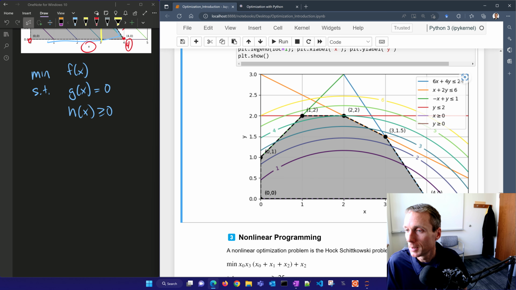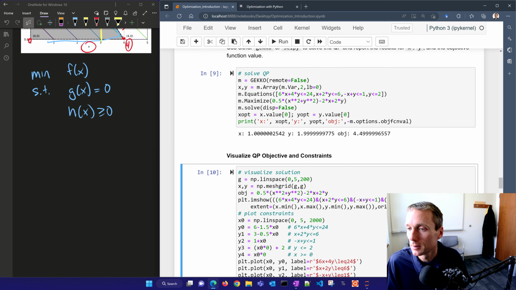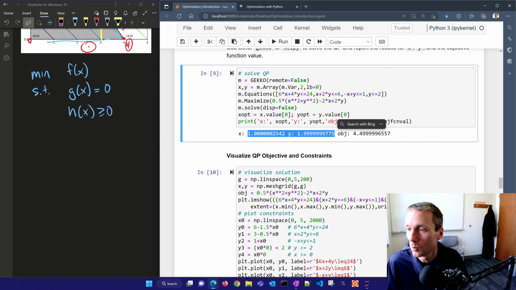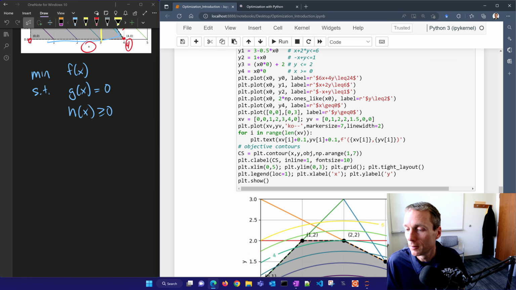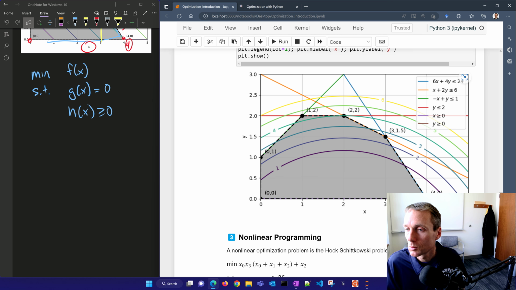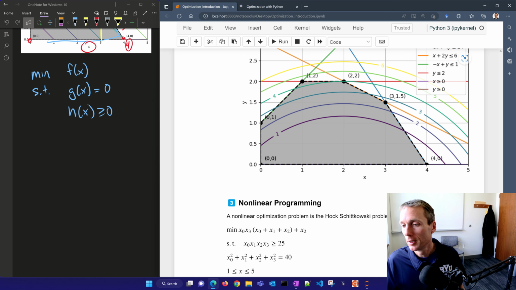Now I'm trying to maximize this to give the highest value. And the one that it picked out, you can see, was x is 1 and y is 2 with an objective of 4.5. So it's up here on this upper vertex that you can see. That's a 4.5 objective, and so that's going to be your highest objective up there at 1, 2. Okay, so there's our quadratic programming exercise.